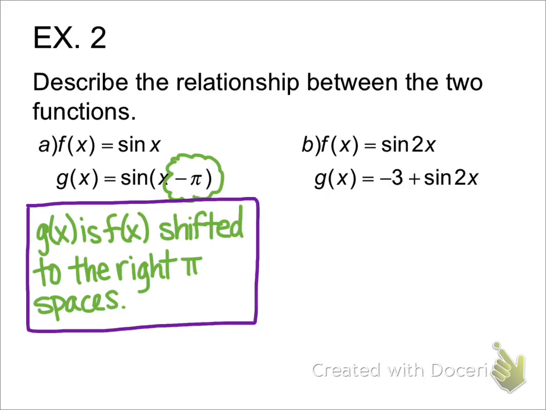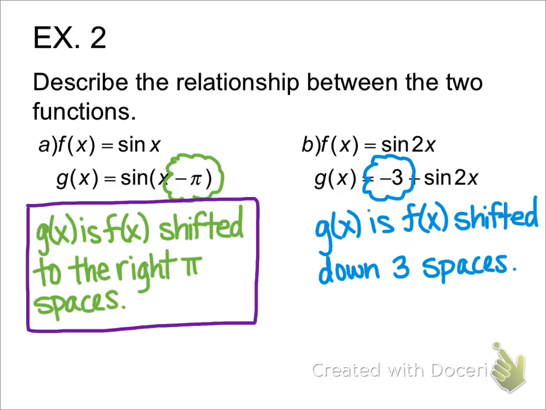For B, f of x equals sine of 2x, and g of x equals -3 plus sine of 2x. So they both have sine of 2x in them. The only difference is the -3 out front. That -3 is the d, which represents the vertical distance or the vertical shift in the graph. So this time for vertical, the sign tells us the direction. So this time g of x is f of x shifted down 3 spaces.